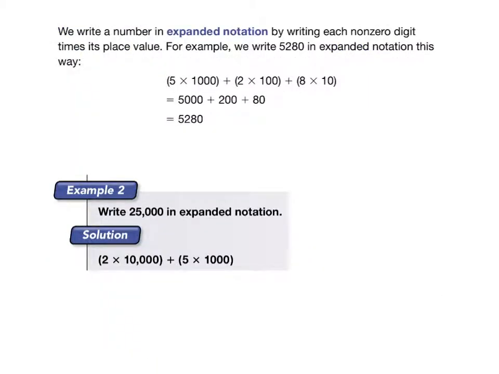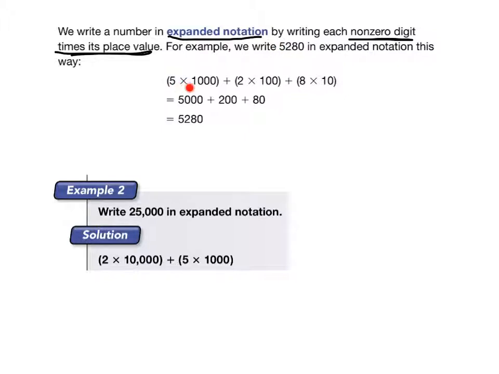Okay, we write a number in expanded notation by writing each non-zero digit times its place value. So write that down. We write a number in expanded notation by writing each non-zero digit times its place value. For example, for 5,280, you're going to take each non-zero digit, so that means you take a 5 and multiply it times its place value.